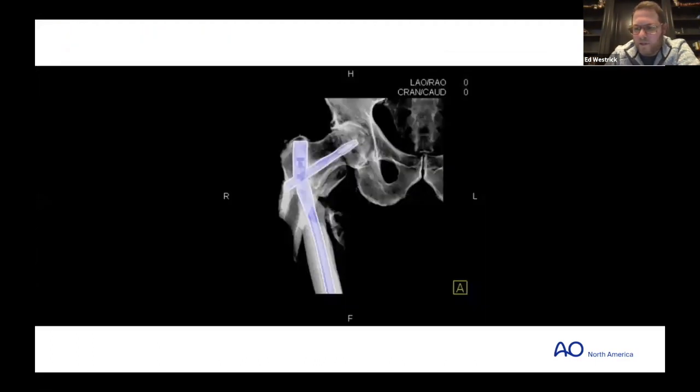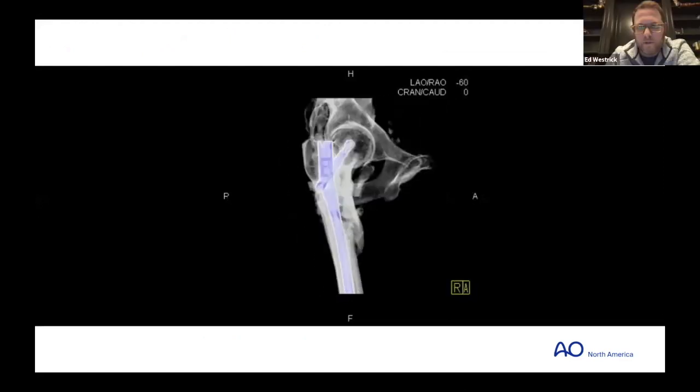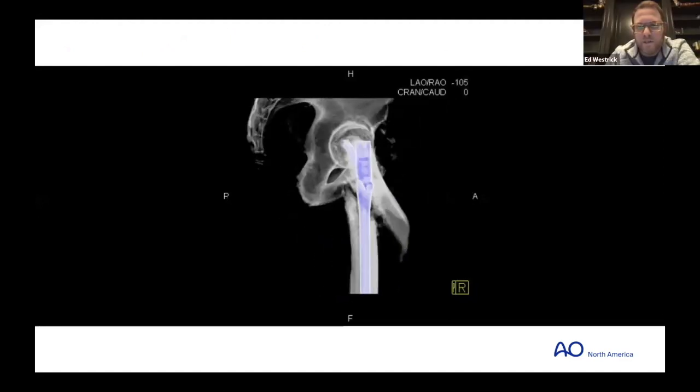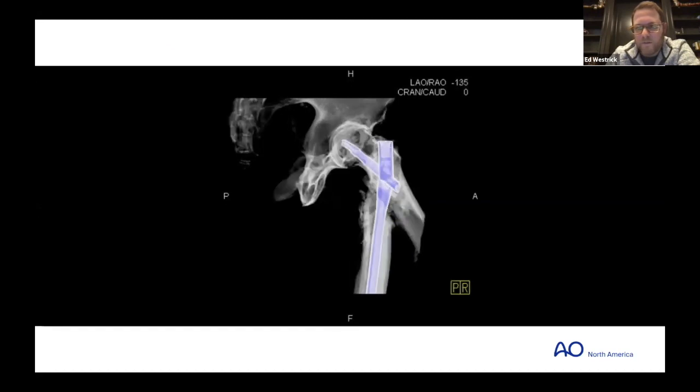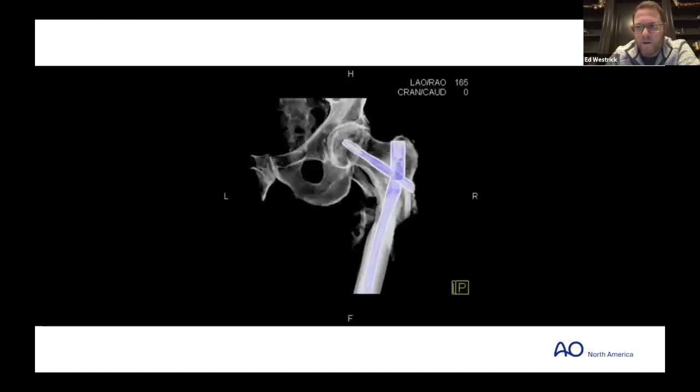And I think this CT scan helps shed light on that. Just to click through this, you can see the position. He was basically just nailed where it sat.